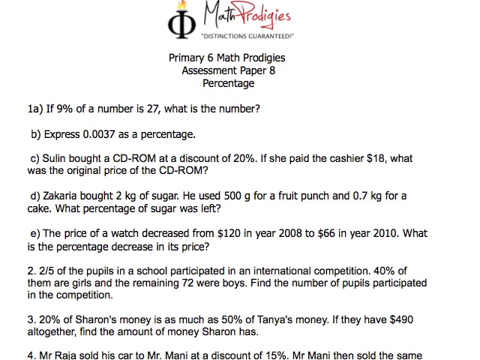Part D. Part D says, Zakaria bought 2 kilograms of sugar. He used 500 grams for a fruit punch and 0.7 kilograms for a cake.